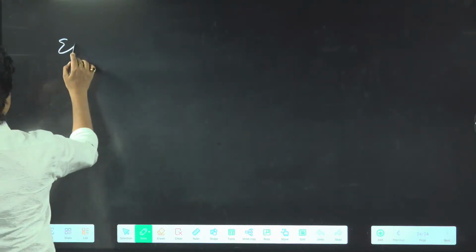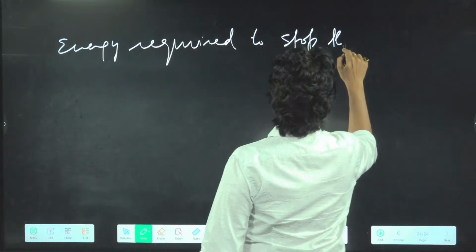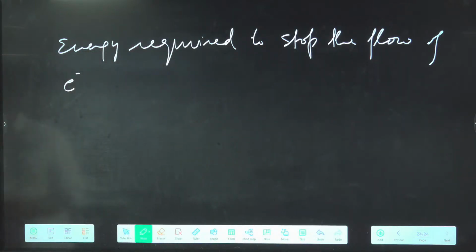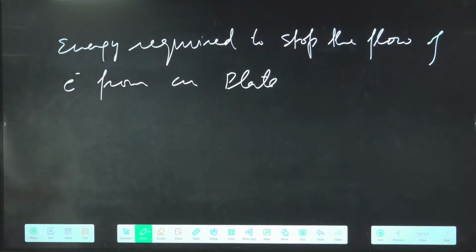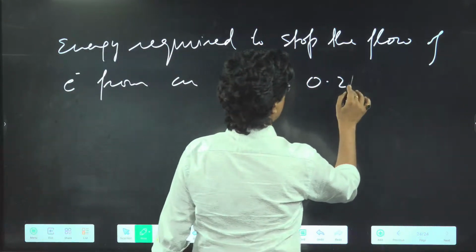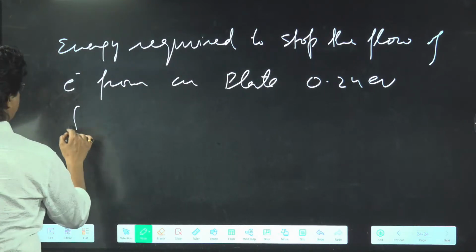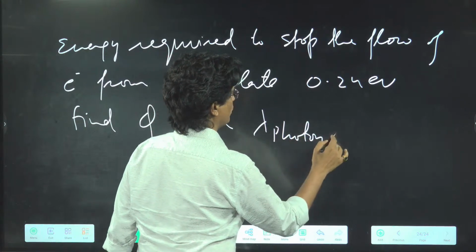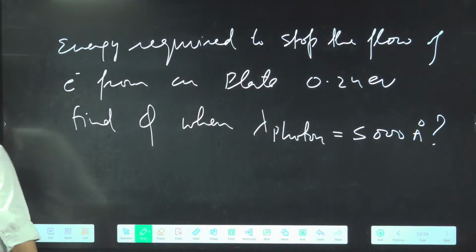So let's do a question. The energy required to stop the flow of electron from the copper plate is 0.24 electron volt. Find phi, the work function, when lambda of the photon is given as 5,000 angstrom. How will you solve it?